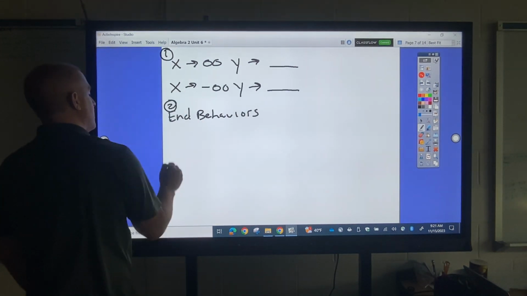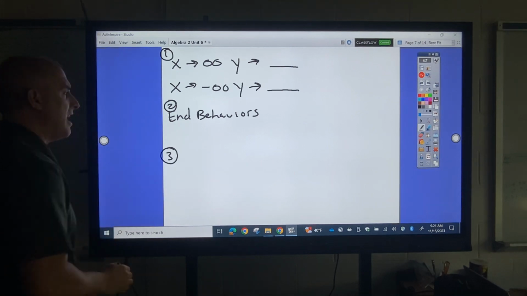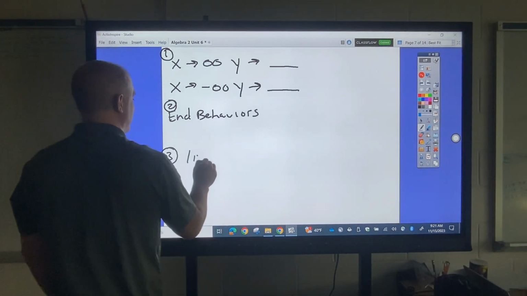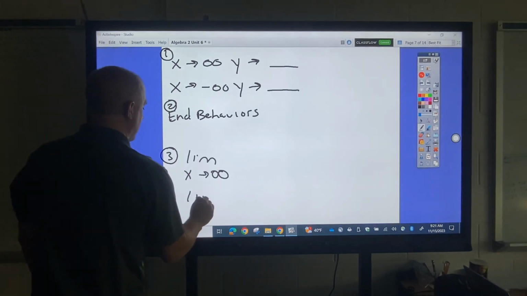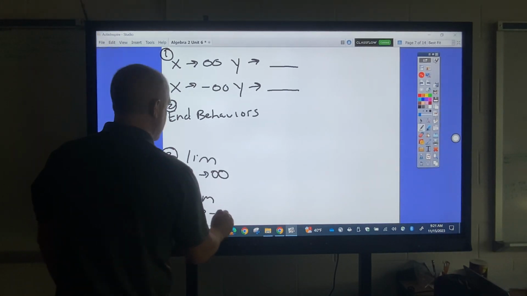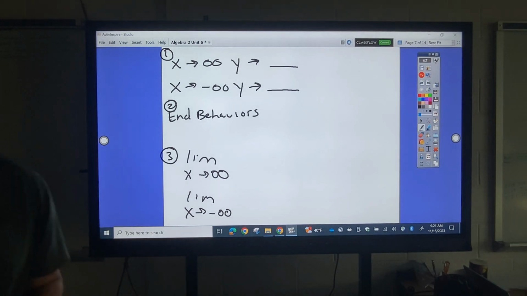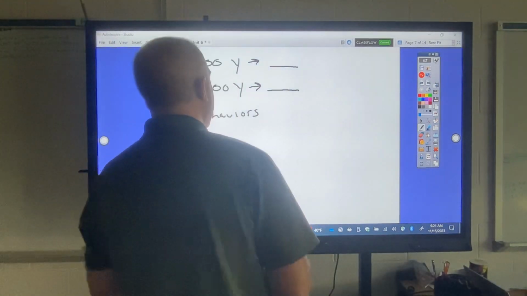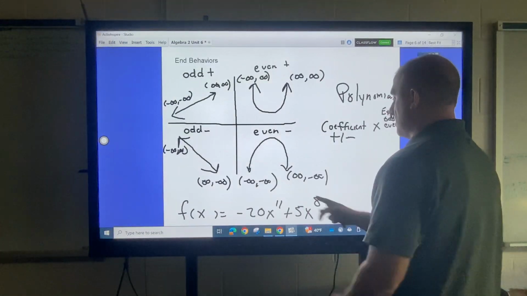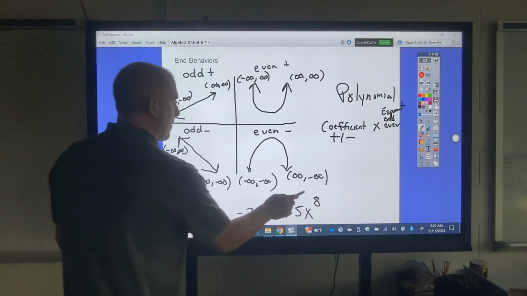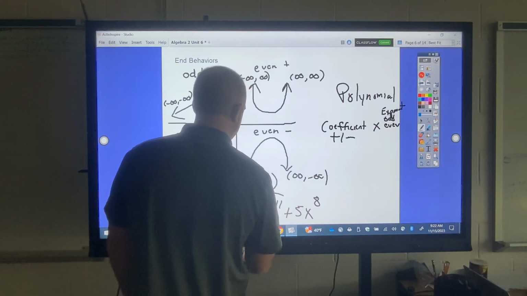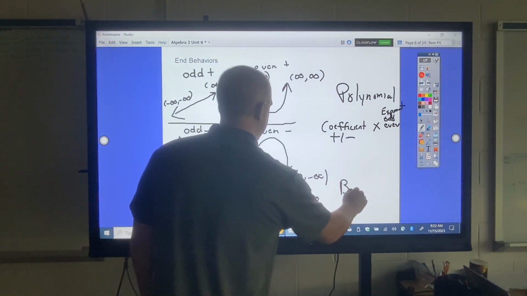Here's a second way. I don't think we're going to see a lot of this, but when you get to pre-calculus, they'll say the limit as x approaches infinity, the limit as x approaches negative infinity. Now, this actually isn't that hard. What you have to do, and let me just use this example, is look at your biggest exponent term.